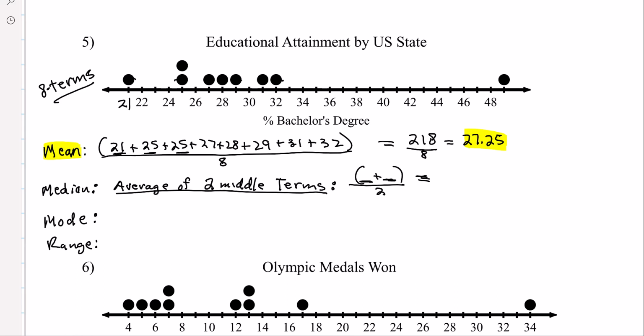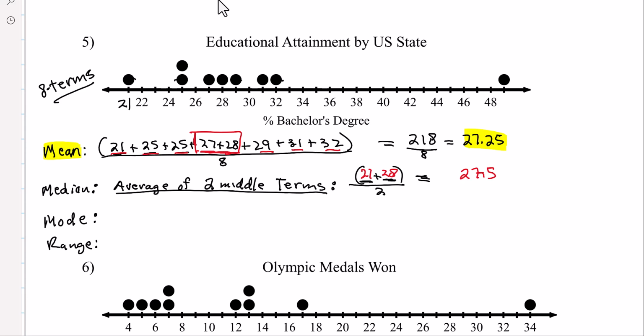There's 8 terms, so I'm going to go 4 in both directions. So 1, 2, 3, 4, and then 1, 2, 3, 4. So we have to add 27 plus 28, and I think that's 55. But 27 plus 28 is 55. Divide that by 2, and we get 27.5. Look at that. Those are pretty close together.